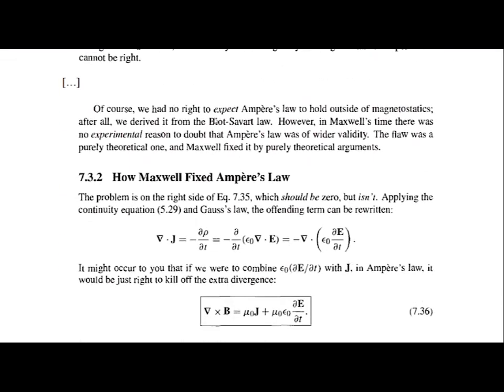Of course, we had no right to expect Ampere's law to hold outside of magnetostatics. After all, we derived it from the Biot-Savart law. However, in Maxwell's time, there was no experimental reason to doubt that Ampere's law was of wider validity. The flaw was a purely theoretical one, and Maxwell fixed it by a purely theoretical argument.